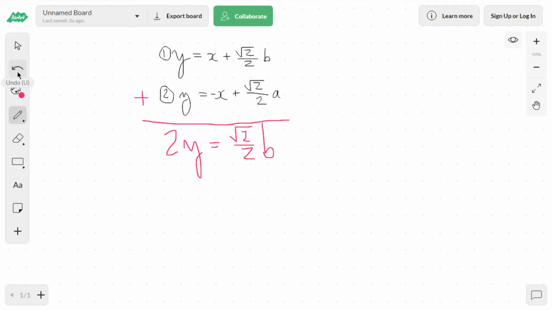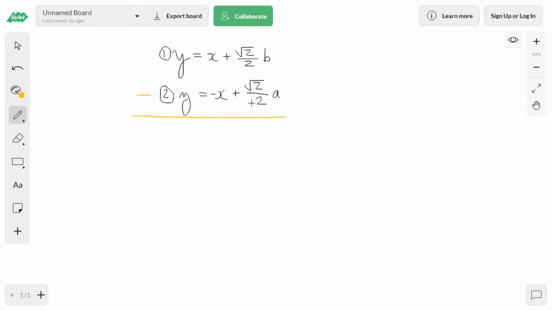But let's get rid of all this. Let's pretend it never happened, because I now want to get the x value. Hey, where'd that thing come from? That's weird. All right, so I now want to get the x value. So how are we going to do that? Well, let's eliminate the y. So basically, we'll subtract. Hey, come on. What's up with these phantom keystrokes? Or pen strokes, I should say. Anyway, we're subtracting the equations now. So y minus y, well, that's just going to be 0. x minus negative x, well, that's going to be 2x. And then we'll have plus root 2 over 2b minus root 2 over 2a.